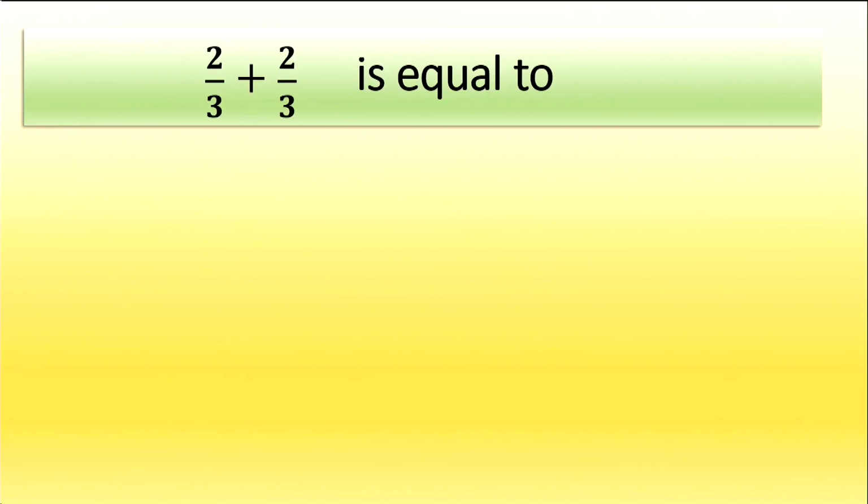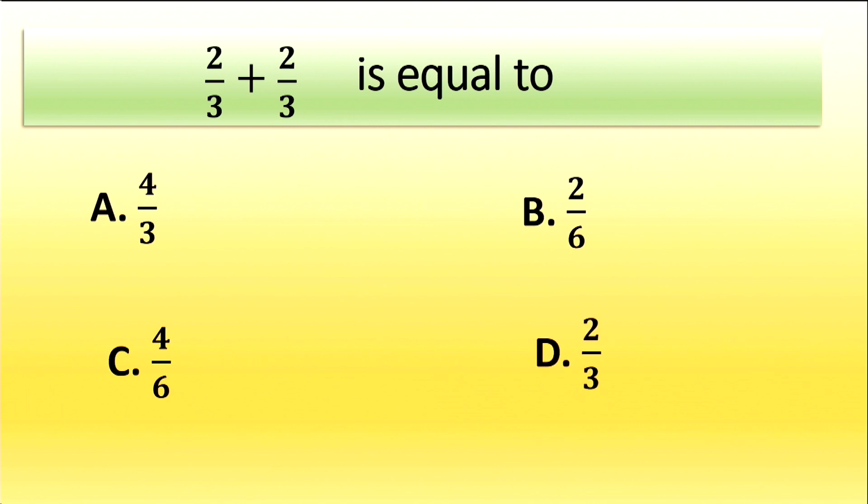2 by 3 plus 2 by 3 is equal to, the options are: option A 4 by 3, option B 2 by 6, option C 4 by 6 and option D 2 by 3. Add the numerators, 2 plus 2 is 4, and you have to write the same denominator 3, therefore the answer is 4 by 3. Very good. I think you have chosen the correct answer.